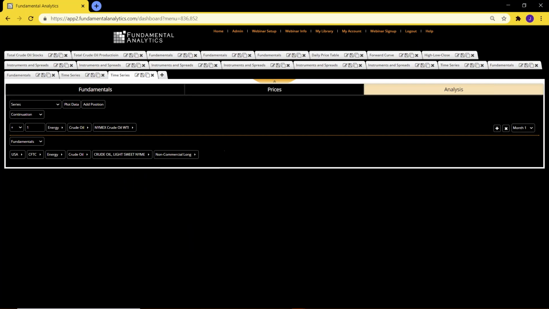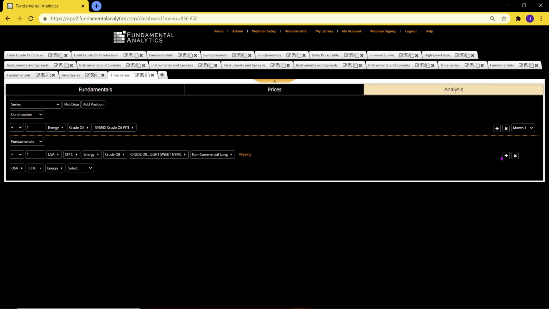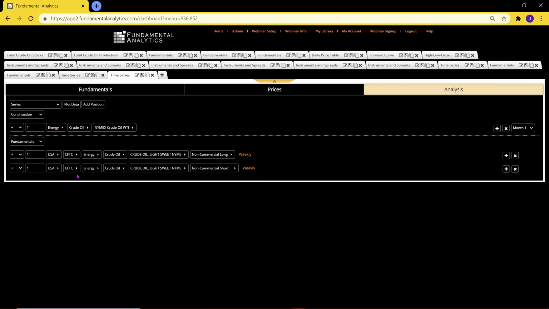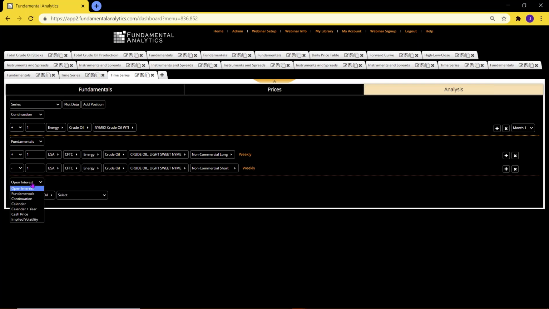And we want the non-commercial longs. And then we repeat that, take the difference. And I could also add, say, a third position. Let's say we also wanted to plot this against fundamentals, the crude oil inventories.